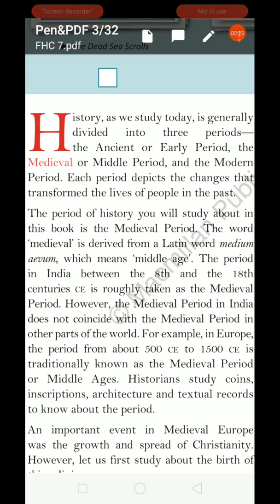Coincide with the middle period in other parts of the world. For example, in Europe, the period from about 500 CE to 1500 CE is traditionally known as the medieval period or Middle Ages. Historians study coins, inscriptions, architecture, and textual records to know about the period. Textual record means written documents.